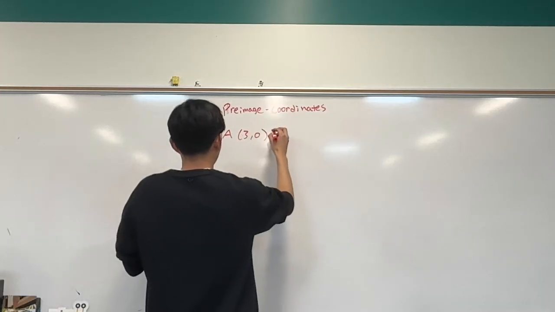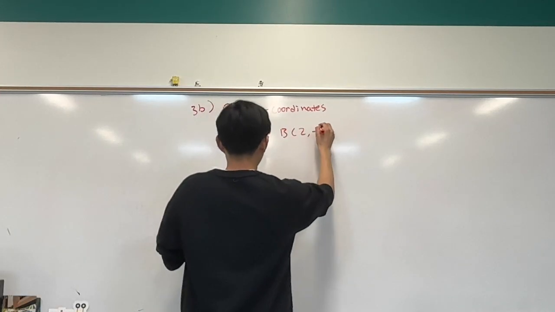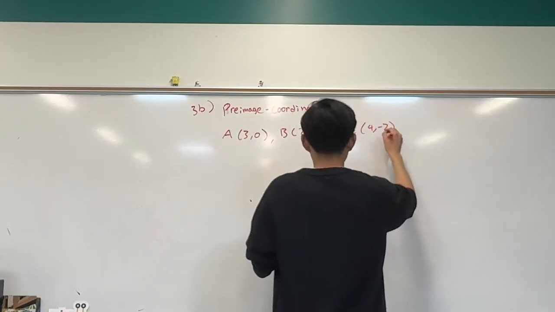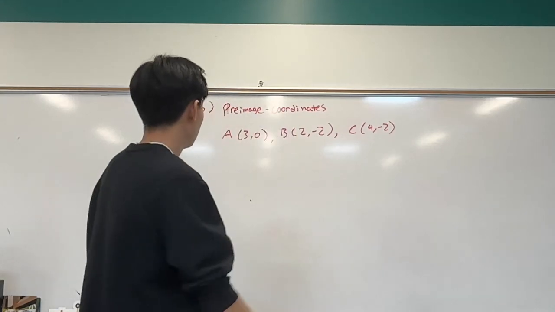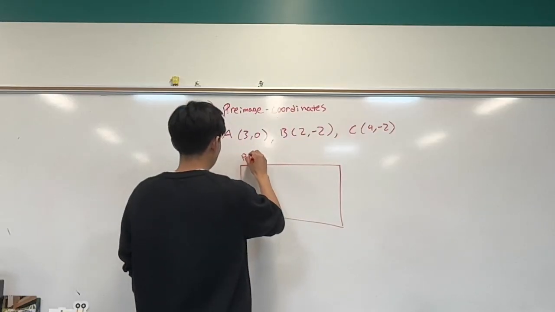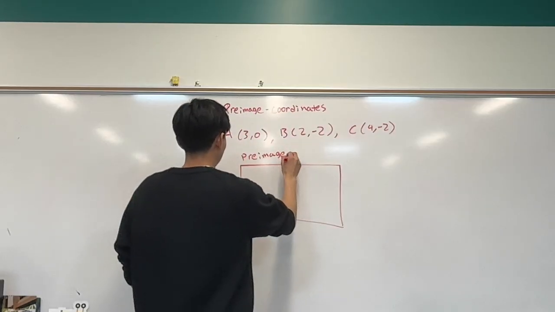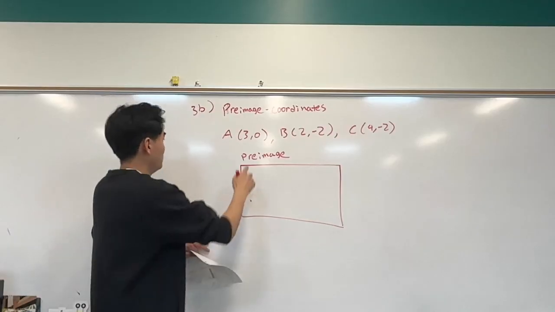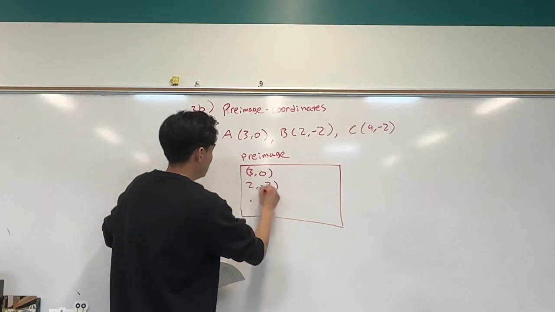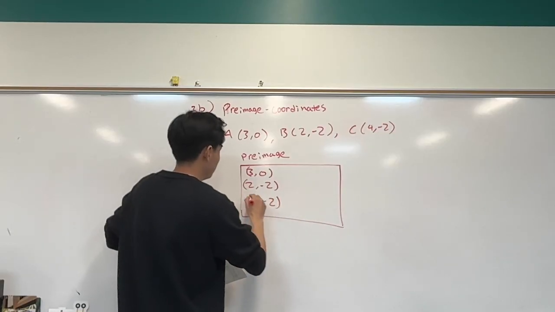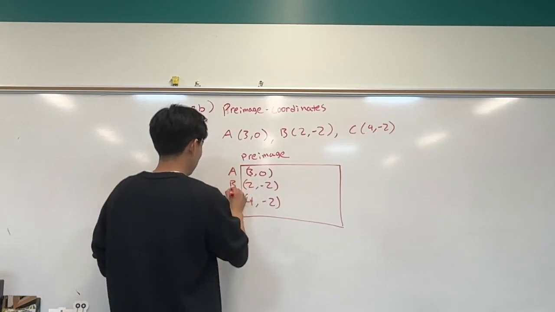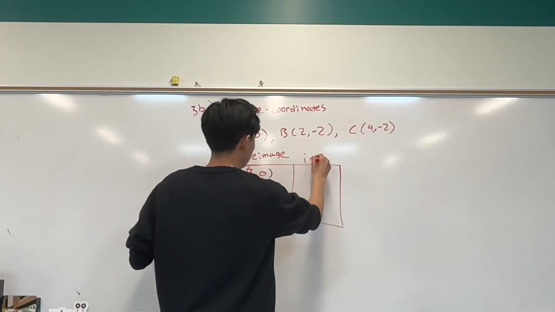3, 0, 2, -2, 4, -2. Okay, so if I were to draw a table like it's given to me, this is my pre-image. Right? That's my pre-image. I'm going to label these points 3, 0, 2, -2, and 4, -2. Okay, this is point A, B, C. And this side is going to be my image.